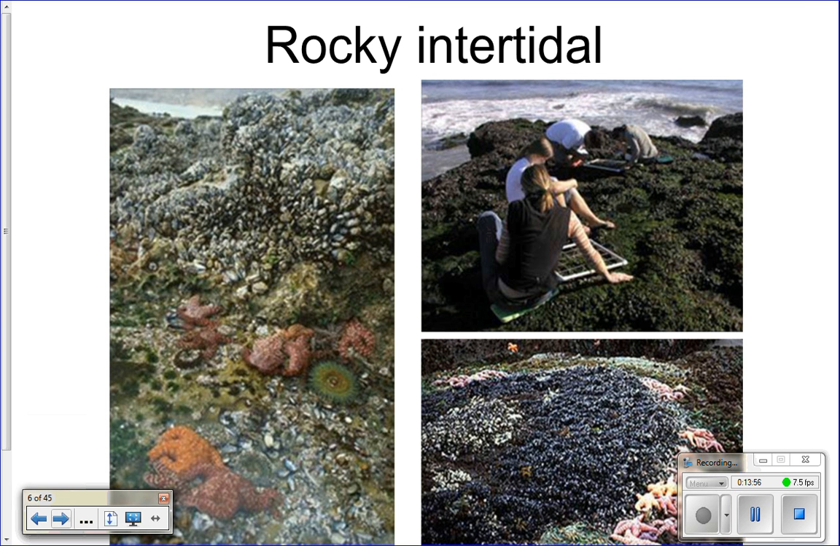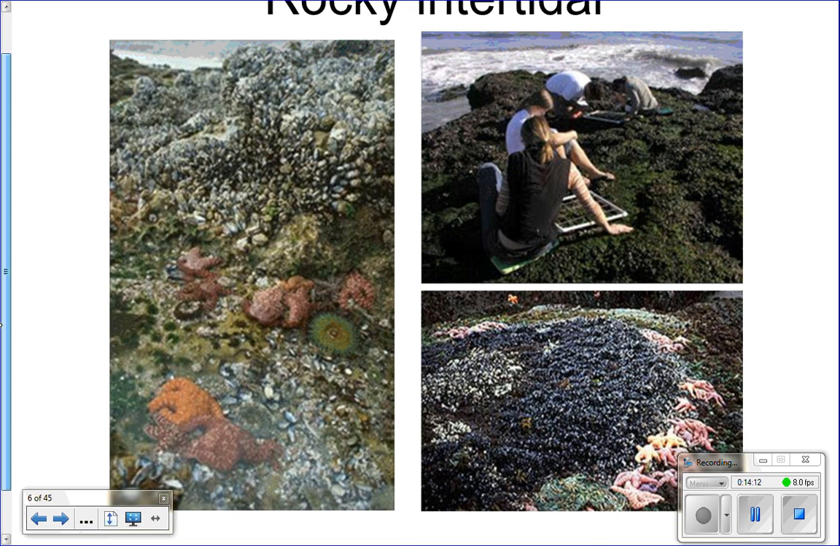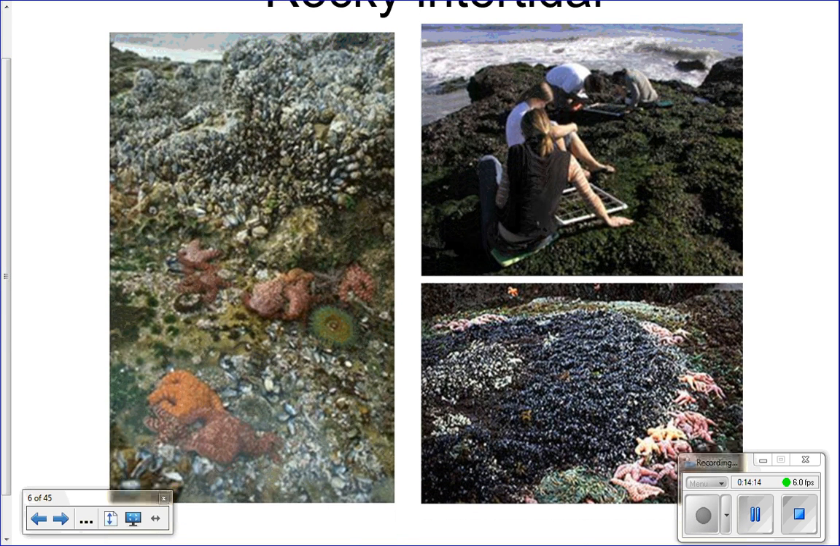So there's two types of intertidal zones. You have the rocky intertidal zone, and then you have the sandy intertidal zone. Rocky is when the land is rocks and it meets the ocean. Sandy is like the beach, right? So rocky intertidal, we're going to talk about first. And here's just a few pictures of what it looks like.